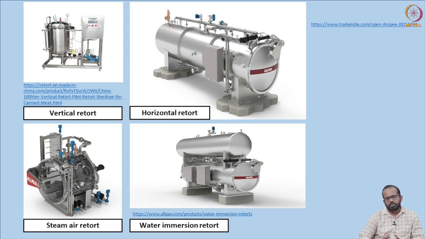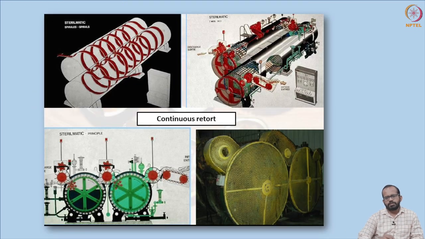That is the advantage. Normal steam retort has only steam. Steam air retort means additional air overpressure is provided, and a mixture of steam and air is used. And there are also continuous retorts, where a continuous lever system is applied and the containers are passed continuously without any break in the process, so that a large number of containers can be processed in a given period of time.